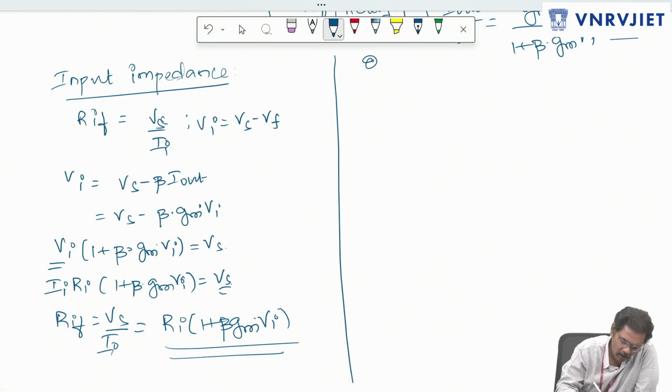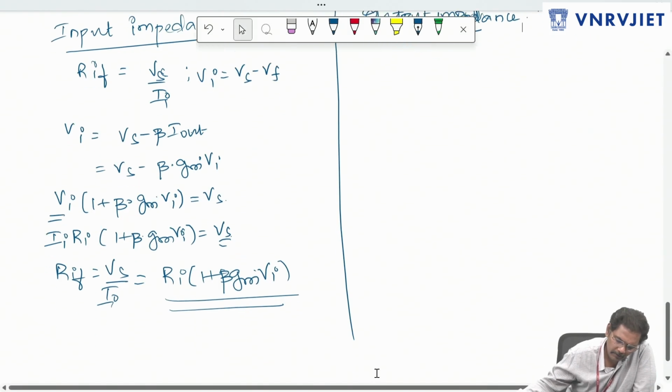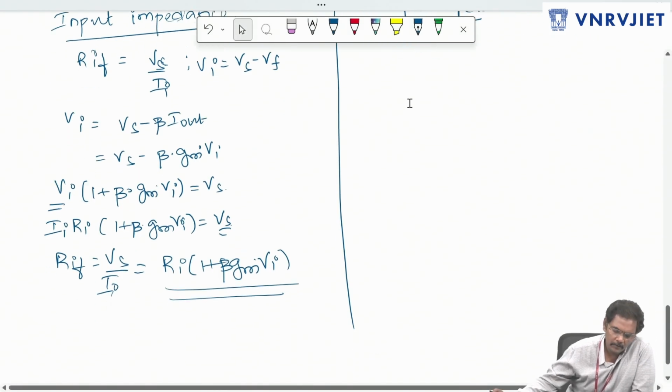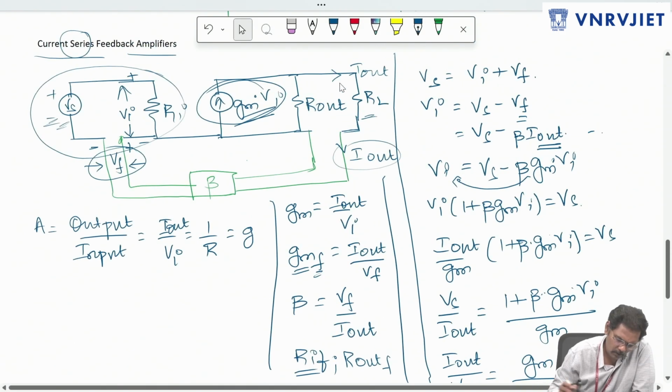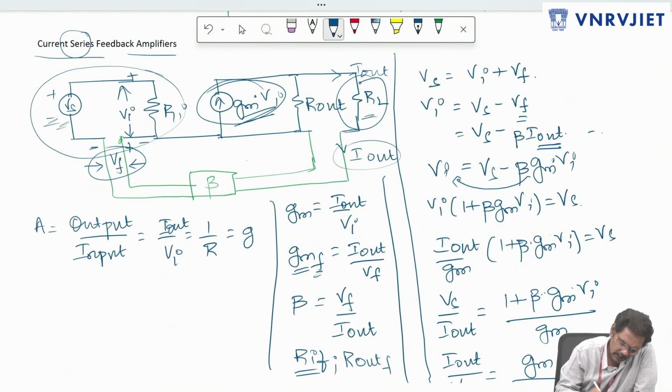Now let's do the same for output impedance. Now output impedance, again we're going to use the same formula. First, make Vs equal to 0, right? And then replace RL by a voltage source. Now if I take to the circuit, what I'm going to do is remove this RL and introduce a voltage source, right?